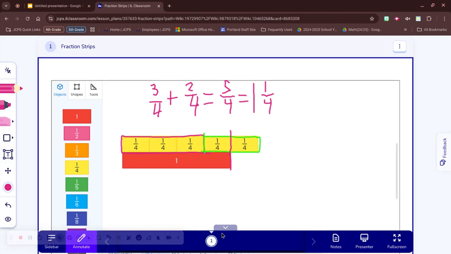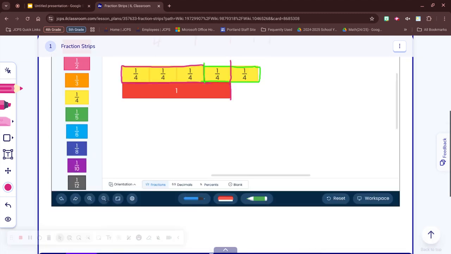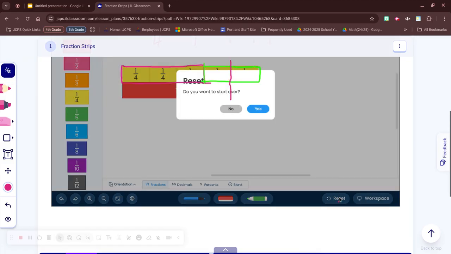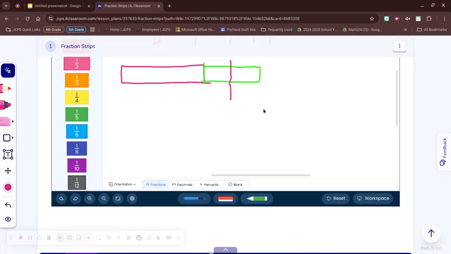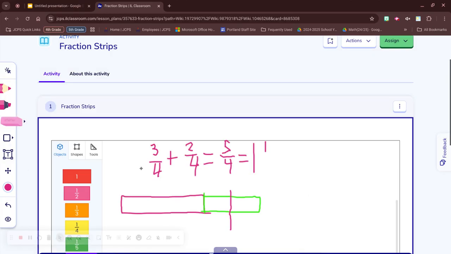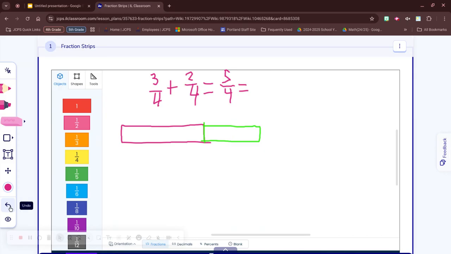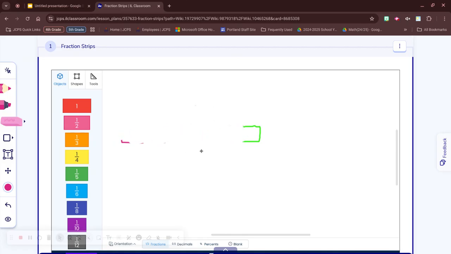Now, I am struggling because all of these buttons are in my way. But I'm going to hopefully clear this. I want to restart. Oh no. I'm going to erase it all. I wasn't using the right tools to show you all that.